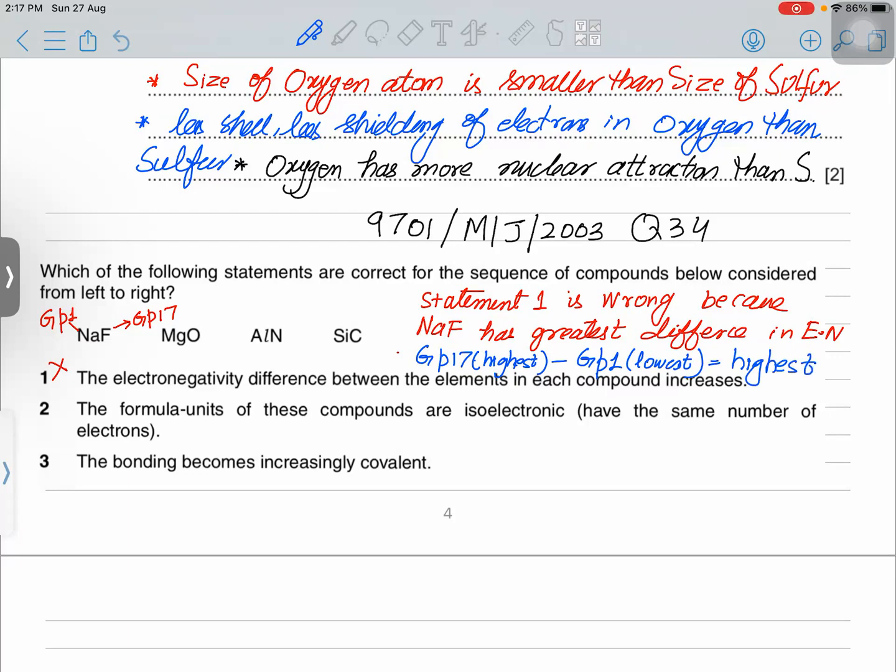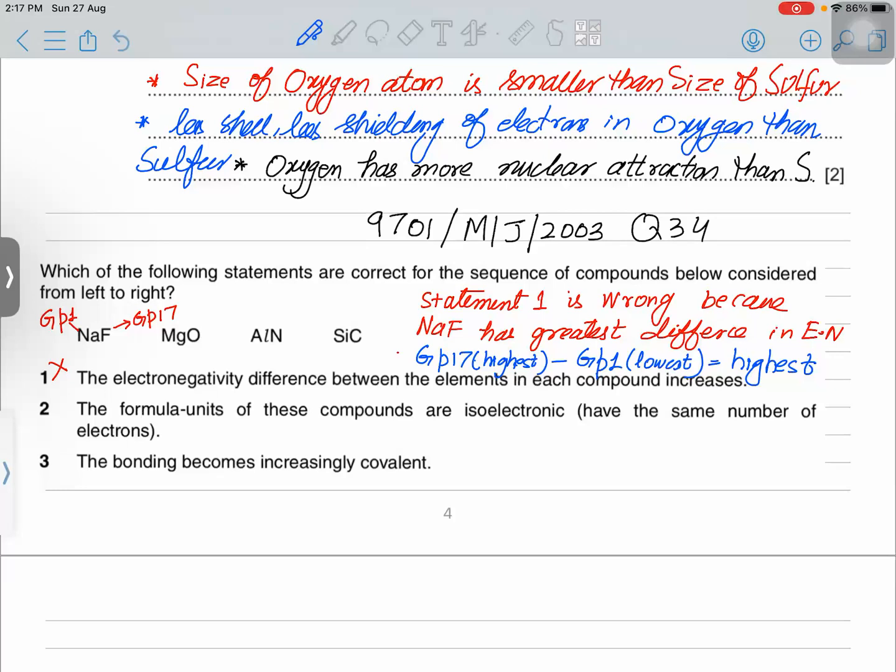Daniel, are you listening to us? Yes, I am. I don't really understand the first statement. Listen. Group 17 has the highest, and group 1, you know, the lowest. So the difference is maximum. Now the second is understood.